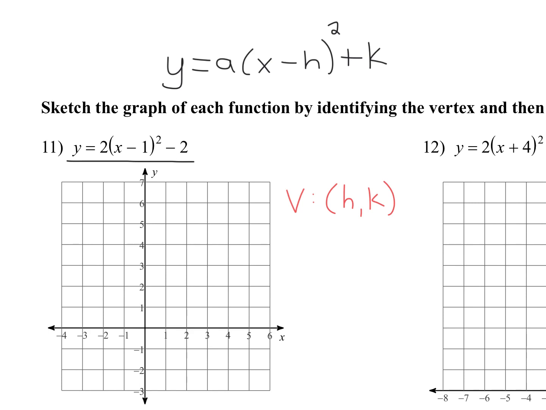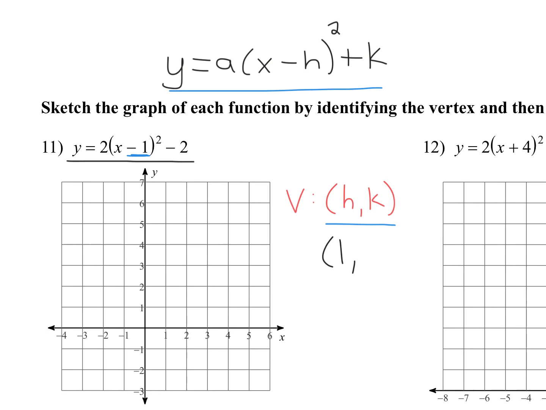So what do you notice about the equation compared to the vertex? Particularly with the H. The H is the 1, the negative 1. If we're looking at this one, H is negative 1, but it wants positive 1 for the H. So you switch the sign of your H, so our H is 1.